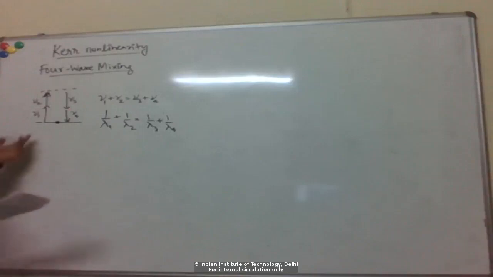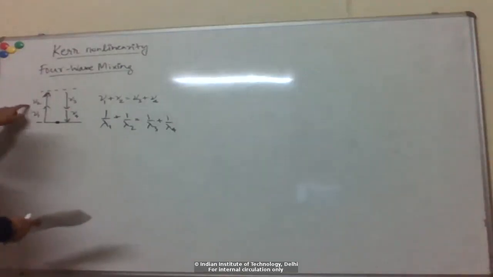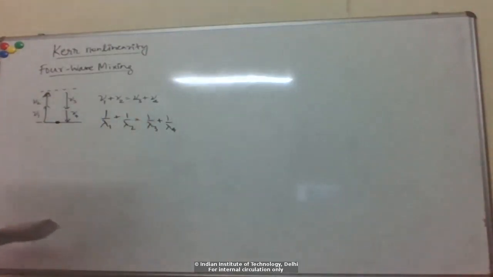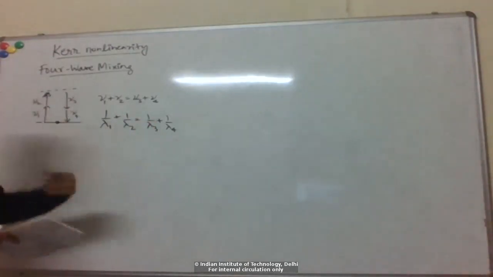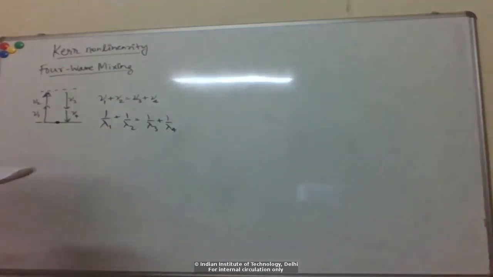Anyway, you can also see that, for example, you can create new frequencies. Let's say I had only channels 1, 2, 3 present in my fiber. Then due to this interaction, a new frequency, nu4, is generated, which is not present in my input signal.